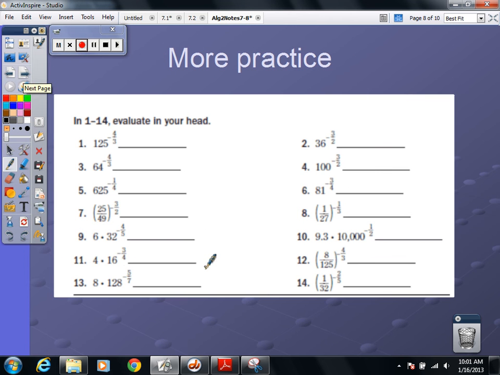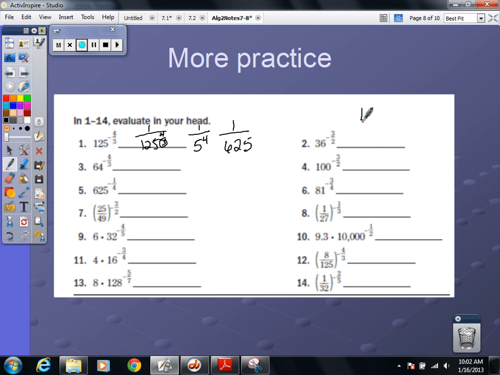Okay, how do you evaluate these in your head? Again, it doesn't matter. I do prefer and tend to do the negative exponent first. Go ahead and invert it. That is up to you. Okay, on this example, I would have 1 over 125 to the 4/3. I'm going to take the cube root first. The cube root of 125 is 5. So now I have 1 over 5 to the 4th. And I get 1 over 625.